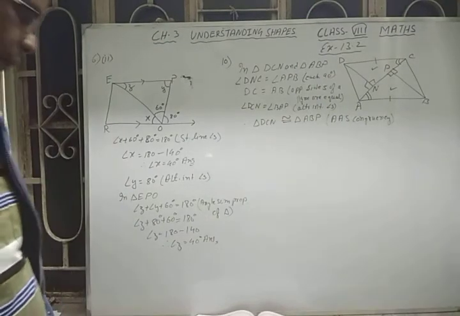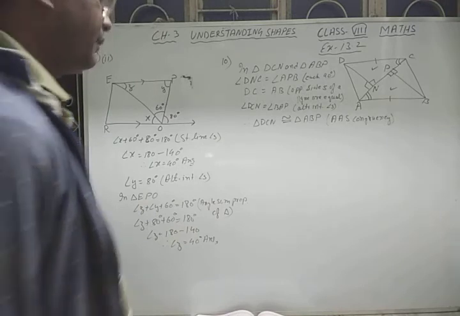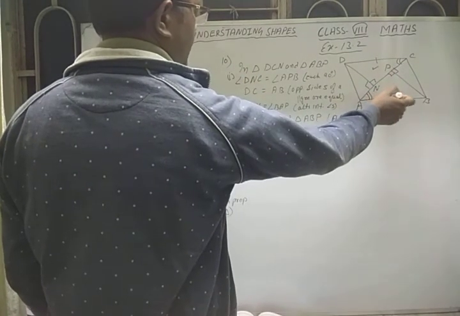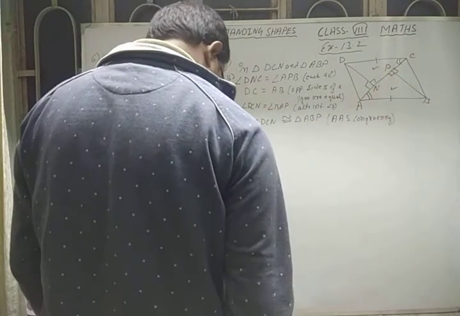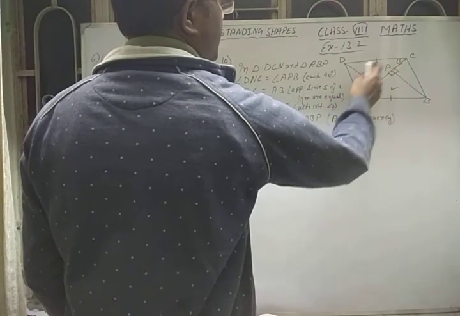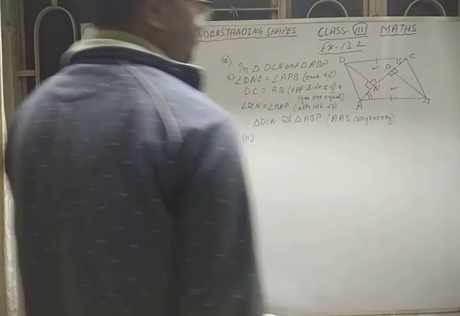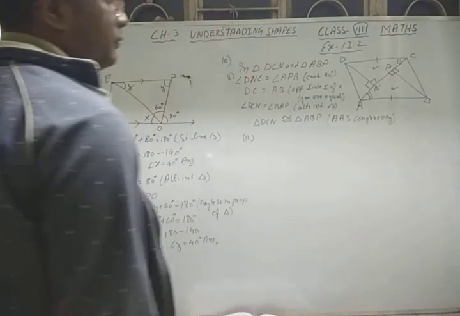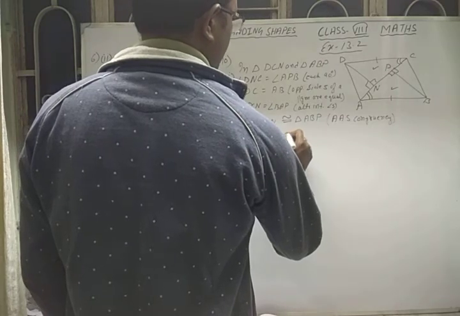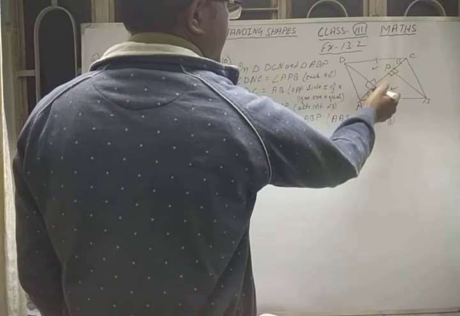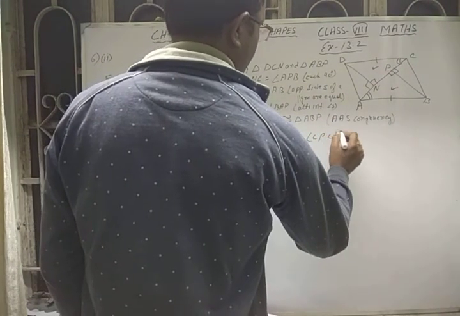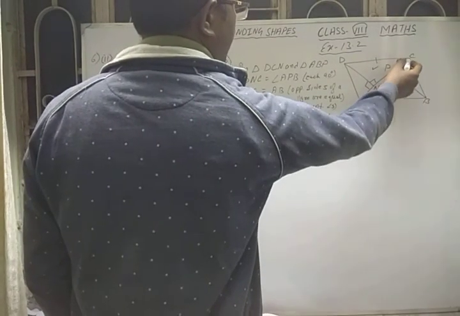So now you have to prove AN equals CP. Since the triangles are congruent, AN equals CP you have to prove. That means again you have to do congruency to prove this, or another way, we can write CN is equal to AP, because since these two triangles are congruent, CN will be equal to AP by CPCT.